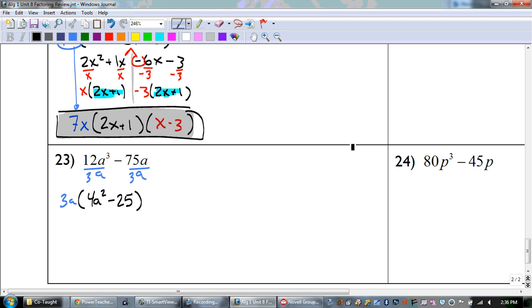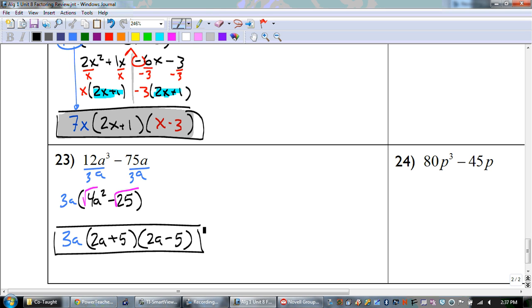Now I am not done. We've already checked for GCF. It's a quadratic binomial with subtraction, and I can square root both of those. So 3a comes down, that's part of our answer. The square root of 4a squared is 2a. Remember, we get 1 plus and 1 subtraction. And the square root of 25 is 5. And there you go. That is our final answer.